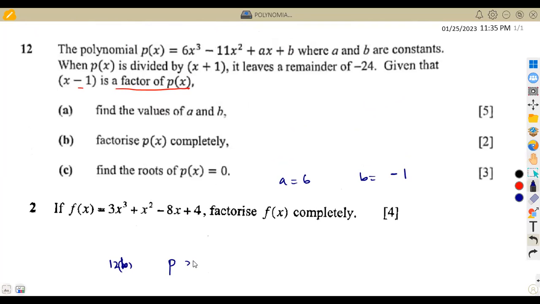So our P(x) is now written as 6x cubed minus 11x squared. In place of a, we substitute 6, so it is going to be plus 6x. Then b, that's -1. So this is our P(x). So for us to factorize completely, that's where now we are supposed to apply the long division.